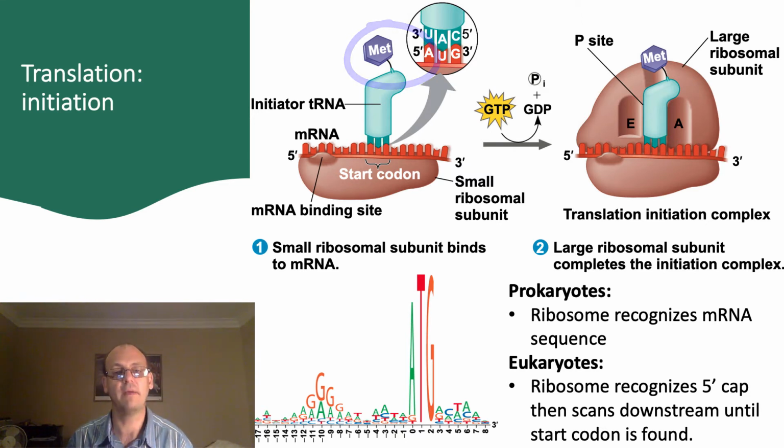Once the tRNA has bound, GTP is expended in order to get the large ribosomal subunit to bind to the rest of this initiation complex. The large subunit binds in such a way that the tRNA is located in the P site. In eukaryotes, rather than finding a specific sequence upstream from the start codon on the mRNA, the ribosome binds to the 5' cap and essentially scans down the mRNA until it finds the start codon.